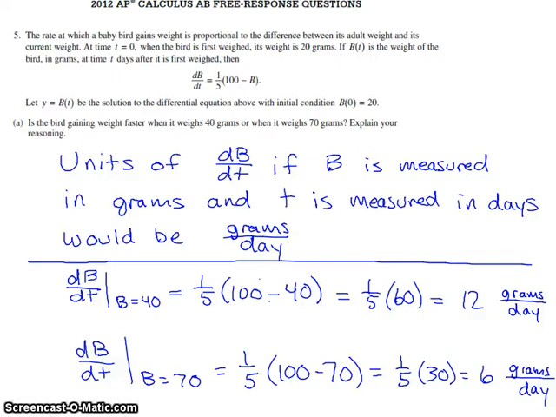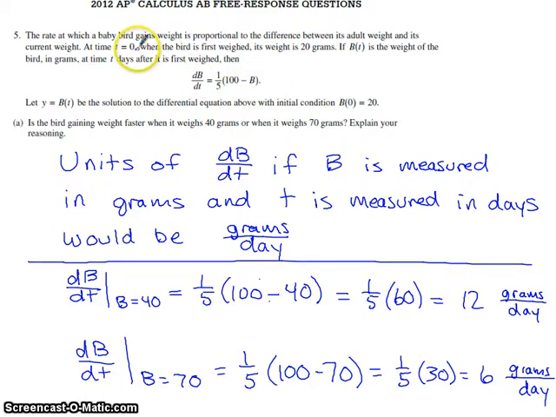Okay, here we'll take a few minutes to look at number 5 from the 2012 AP Calc AB exam. This is also on the BC exam, so this was another problem that appeared on both exams. The problem setup is written here, and then they give you this differential equation. This is going to represent the rate of change of the weight of a bird over time, and B would be the weight of the bird in grams.